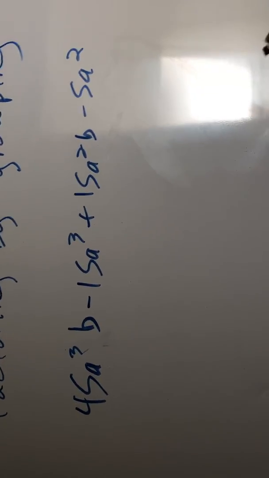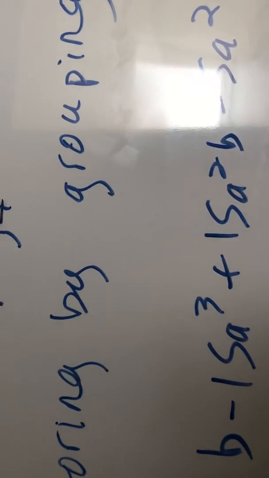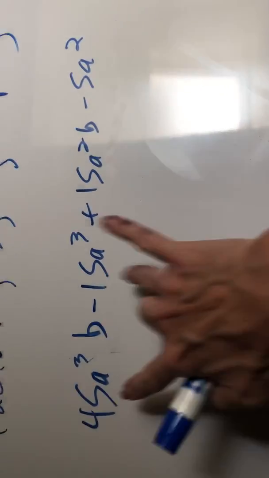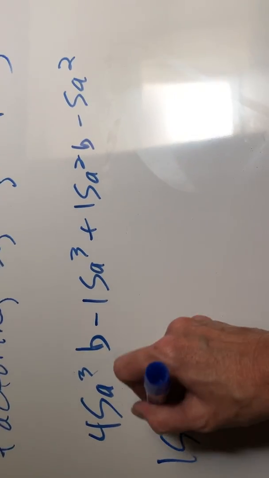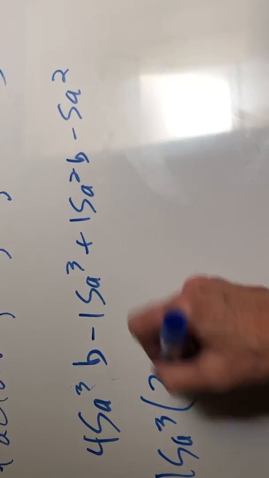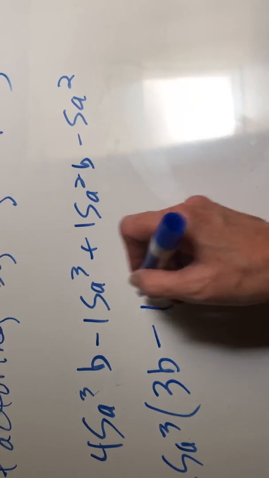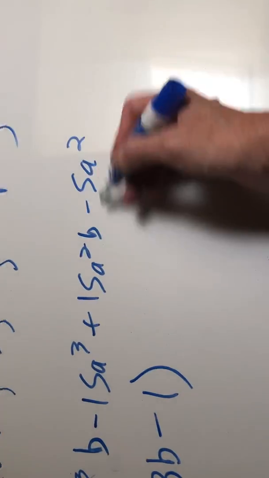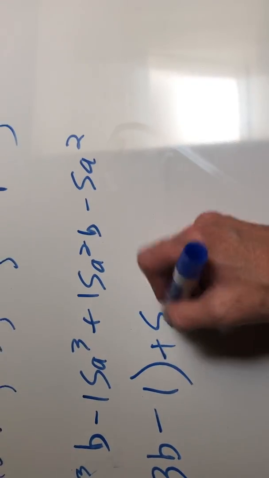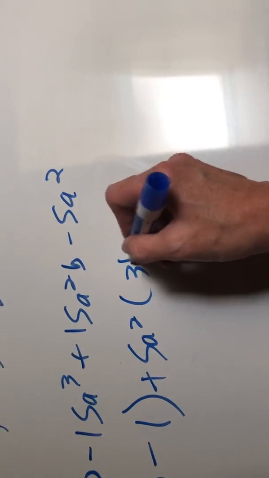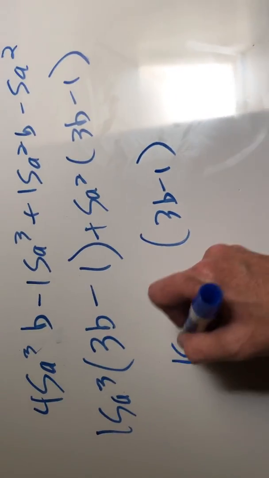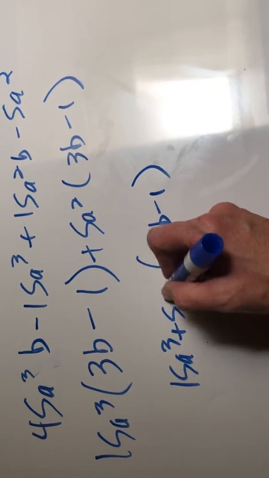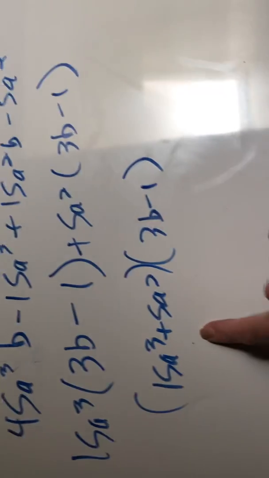So again, what can we take out of the first two? So we can take a 15a cubed out of the first two. That leaves 3b minus 1. Then here we can take out a 5a squared. That leaves 3b minus 1. So then when we put this together, we've got 3b minus 1, and then I've got a 15a cubed plus 5a squared, which is not finished.